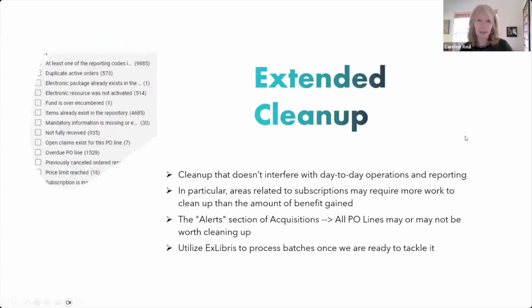Okay, next. So then this is the data that we're leaving alone for the time being, but is maybe on the docket for later. The little graphic I have there are from alerts. I don't really know what most of those mean or why they're there. For example, not fully received. Everything is received, so I'm not really sure what that one means. I don't know if there's a lot of value in the alerts, but that's a thing that I'll be taking a look at and probably asking Ex Libris to help with the cleanup.